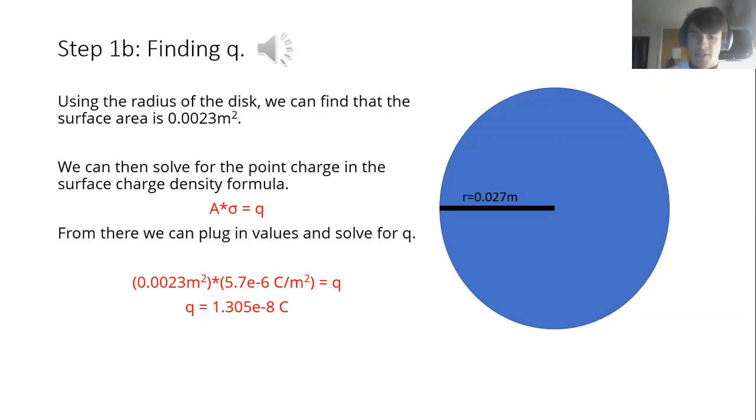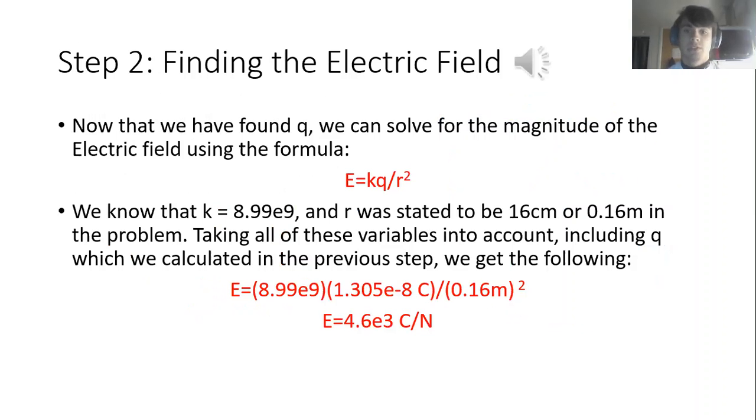We know what the surface area is. We know what the density is, and you have to make sure when you're using microcoulombs that micro is just 10 to the negative 6. As you can see, I just plug that in right there, the e to the negative 6. That will solve for your point charge, which I got to be 1.305 times 10 to the negative 8 coulombs. So from there, we're pretty much done.